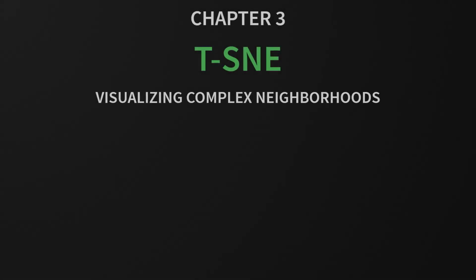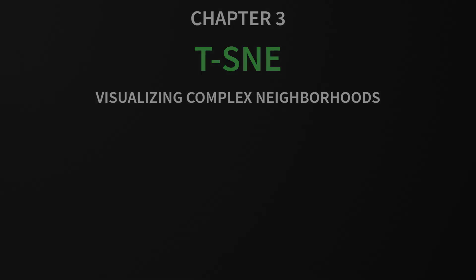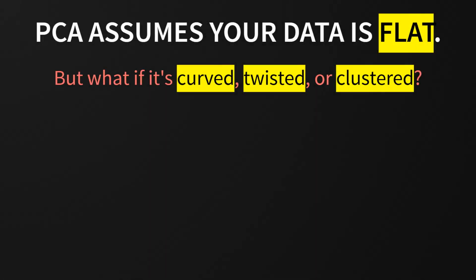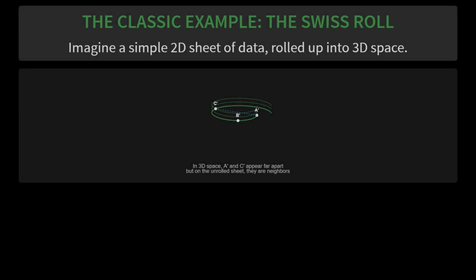Welcome to Chapter 3. We're about to dive into t-SNE, a powerful technique for visualizing data that lives in complex curved structures. So, why do we even need something beyond PCA? The short answer is that PCA's greatest strength, its reliance on linear relationships, is also its biggest blind spot. PCA is fantastic when your data's structure can be captured by straight lines and flat planes. But what happens when the real structure is curved or tangled? PCA will fail. Let's use a classic thought experiment called the Swiss roll.